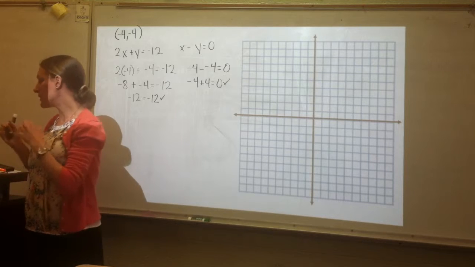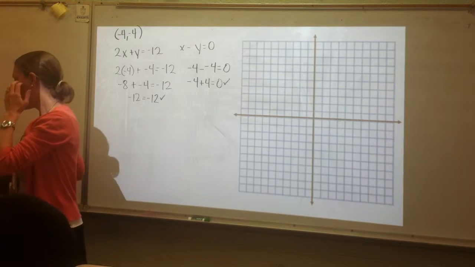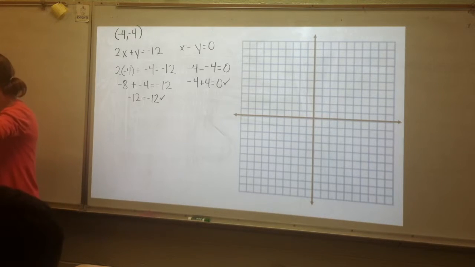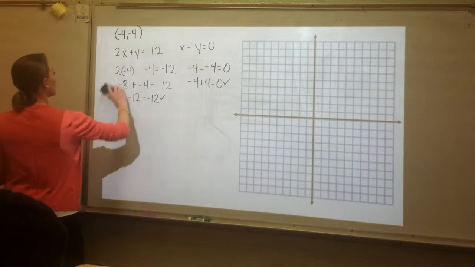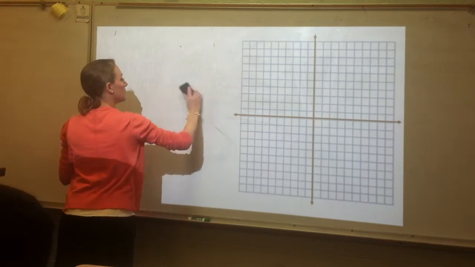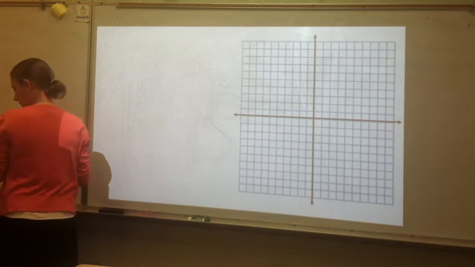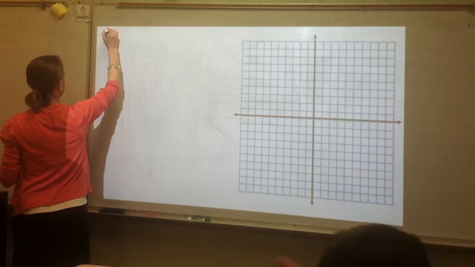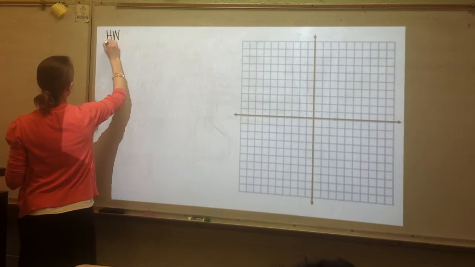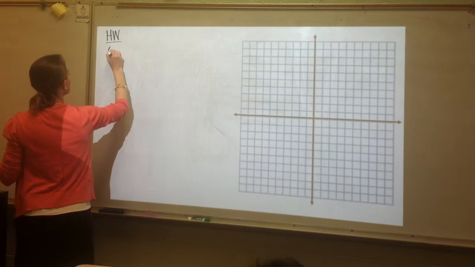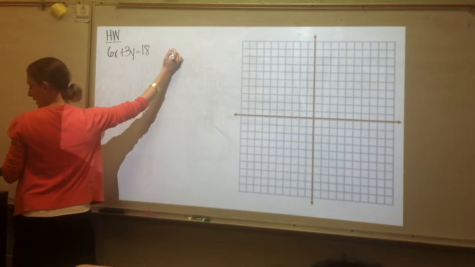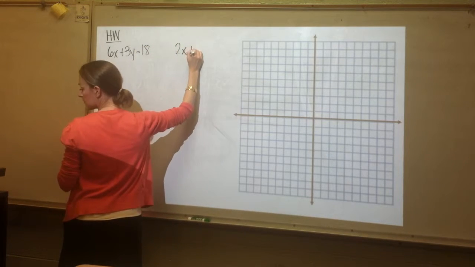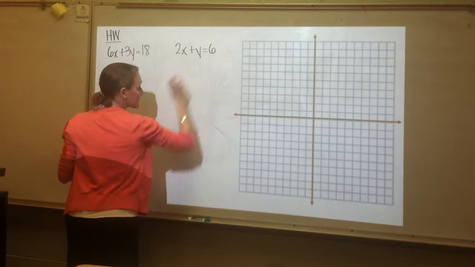So what we're going to be doing today is a little bit of both. I want to start with where we left off yesterday. Chris, go ahead and give me the equations that I gave you to graph for homework. The first one was 6x plus 3y equals 18. And 2x plus y equals 6.